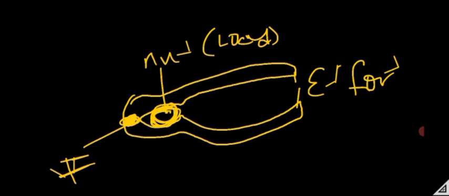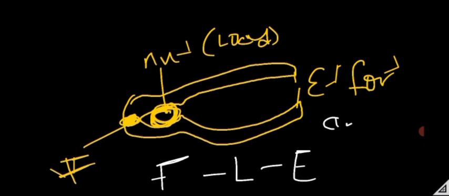In this kind of configuration, what happens? We have F first, right? Before we have what? The load, that's the nut. Before we have what? The effort. You will discover that in the FLE, the load is in between. And this kind of configuration where the load is in between the fulcrum and the effort is called what? A class 2 lever.